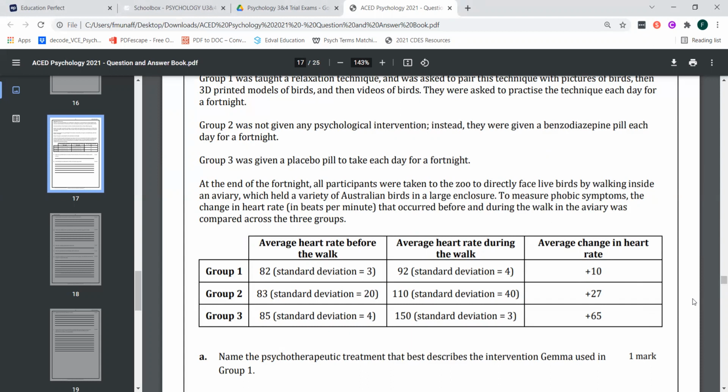Okay. So when we're talking about this, we can see group 1 has the lowest number, it's +10. So when we're talking about group 1, we can say that their heart rate has still gone up, but it's gone up at a lower rate compared to group 3 and group 2, whose numbers are a lot higher, +27, +65. Even though it says +10, yes, it's gone up, but it's gone up at a lower rate, if that makes sense. Okay, so that's what we will basically write in our answer.